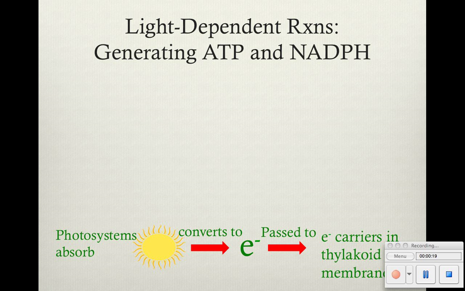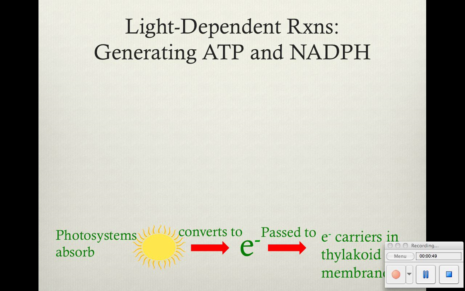Remember, light-dependent reactions are reactions that are taking place in the presence of light. They have to take place. They depend upon light. Light-independent reactions don't depend upon light, but they can still occur in the presence of light. So they'll still happen during the daytime. It's just that they don't require light energy.